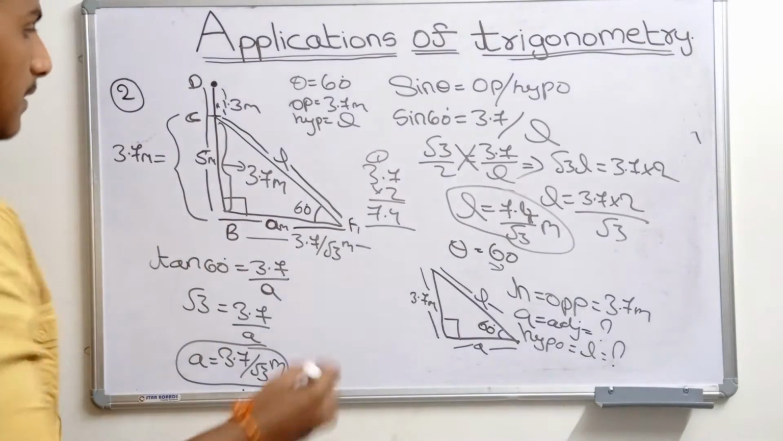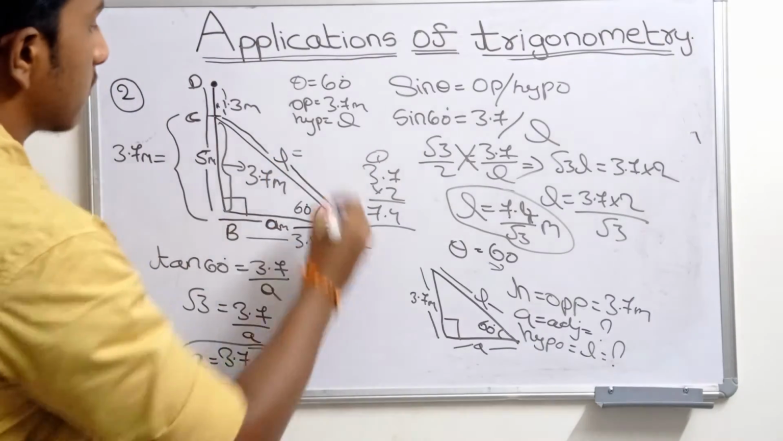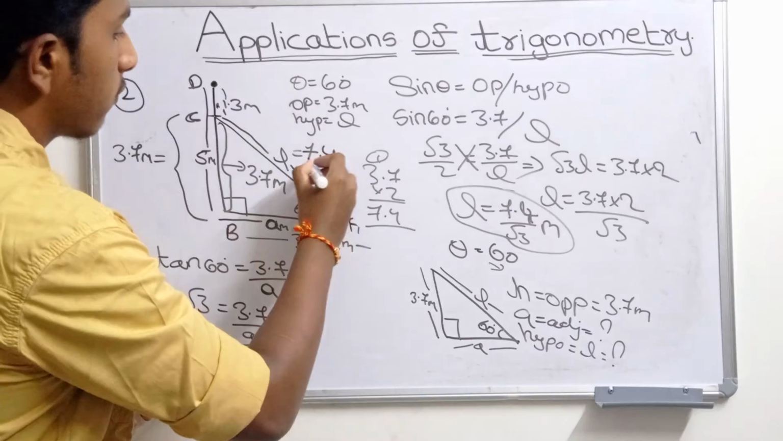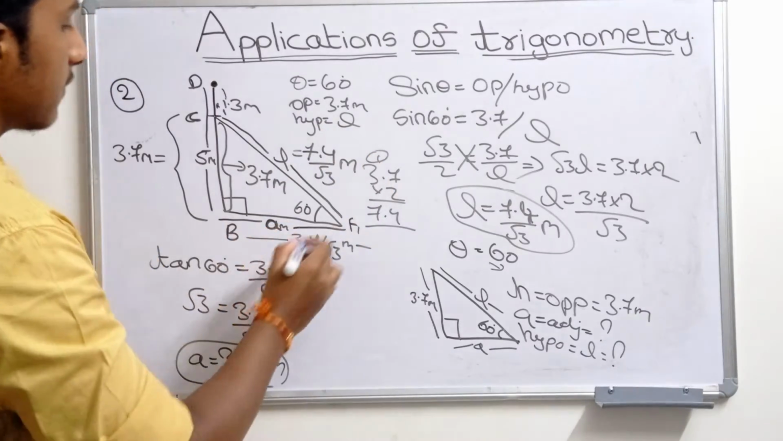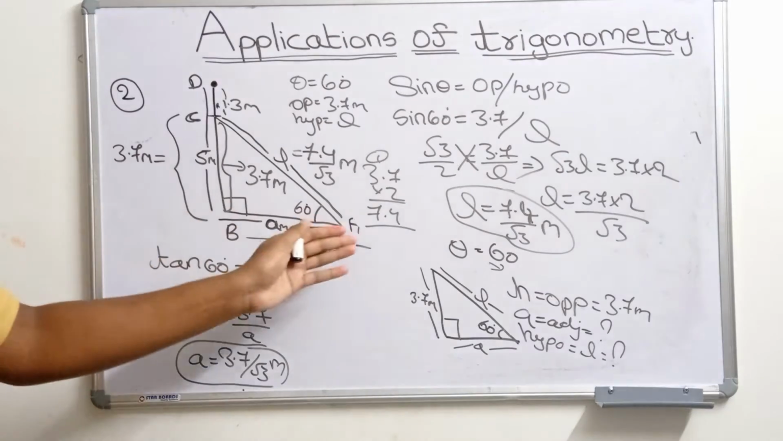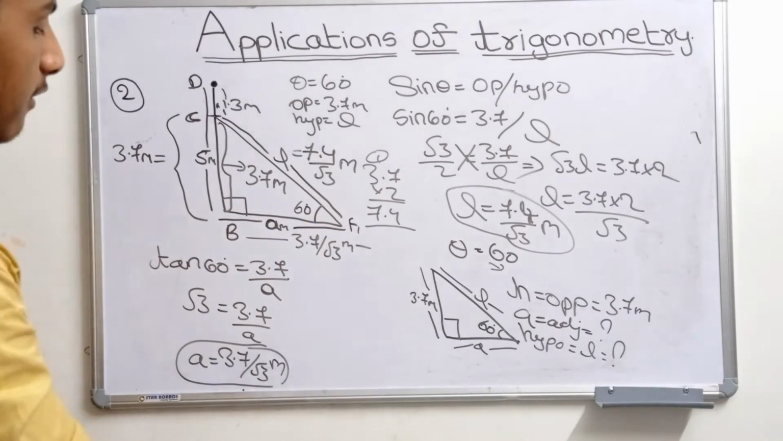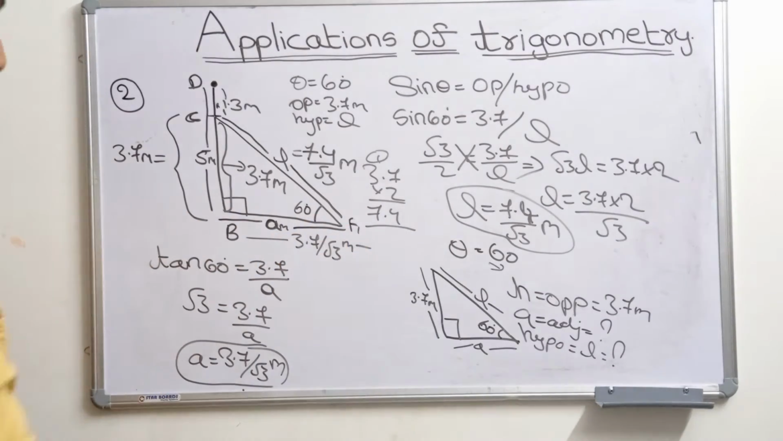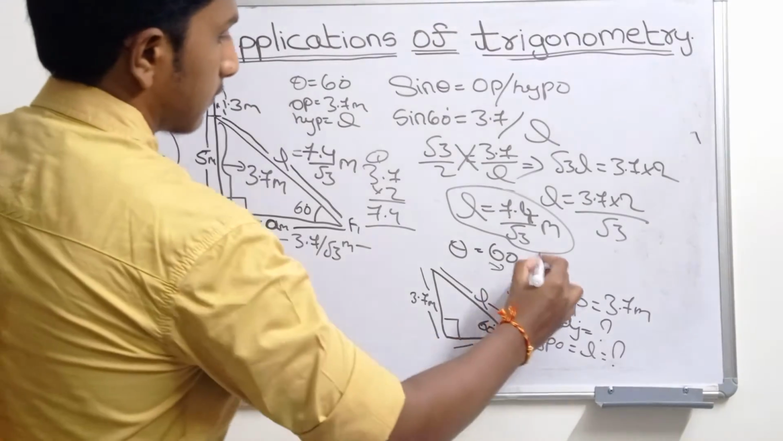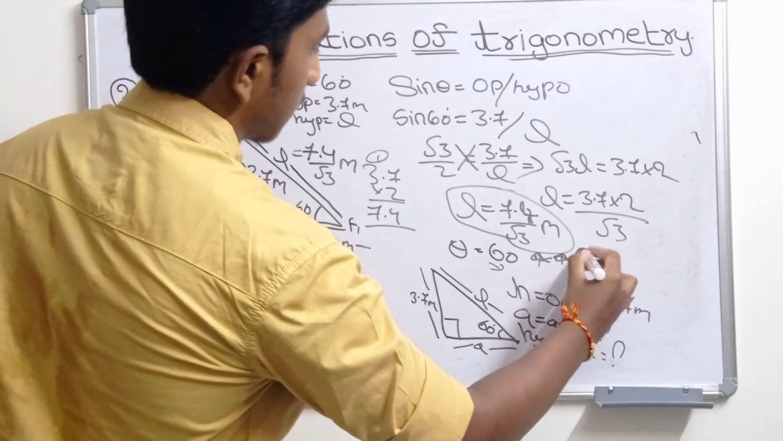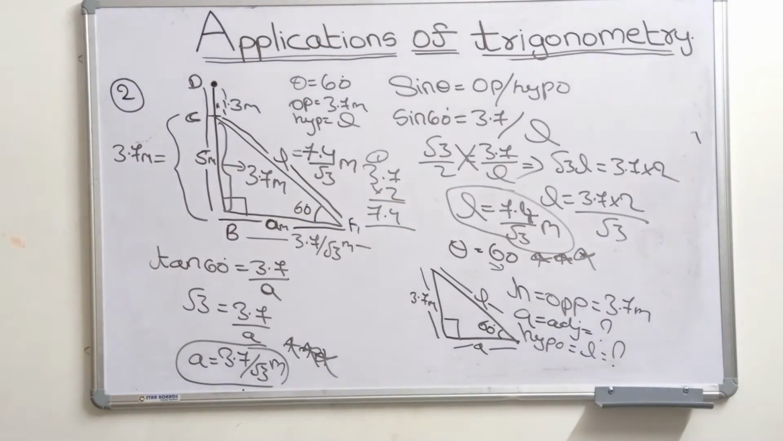So that means the length of the ladder is equal to 7.4 by root 3 meters, and the distance between the foot of the pole and foot of the ladder is equal to 3.7 by root 3 meters. So these are the two answers, guys. The length of the ladder and the distance between the foot of the pole and foot of the ladder.